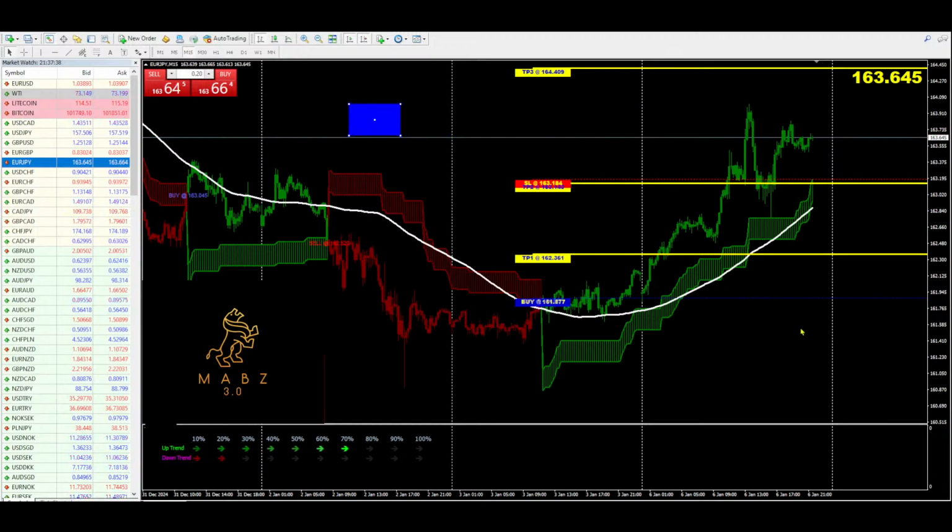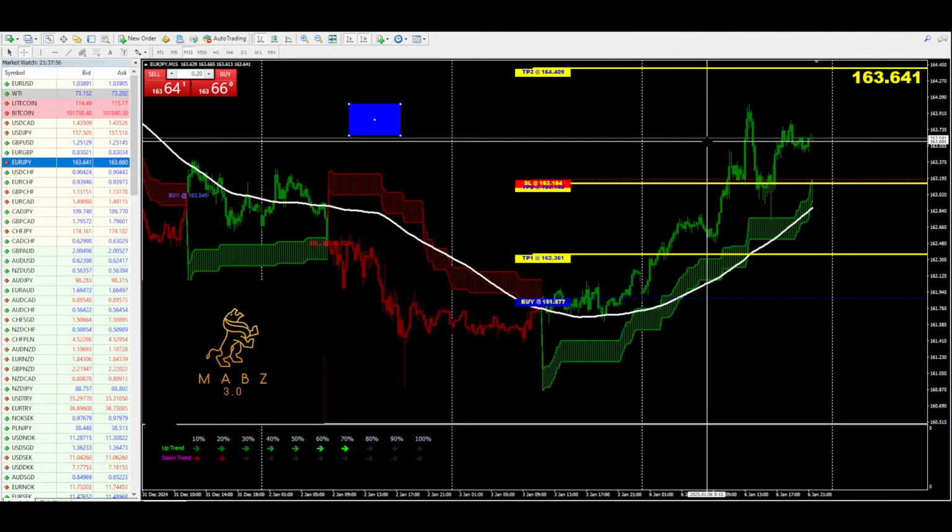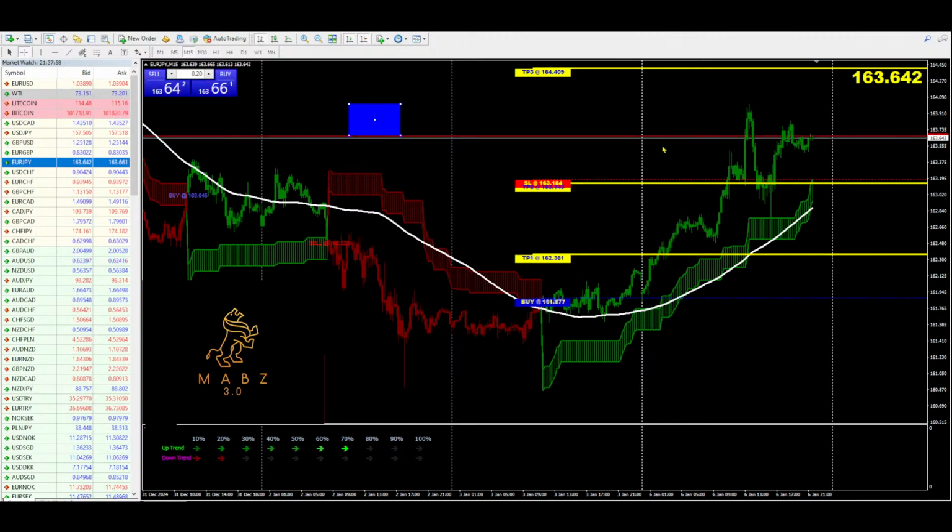So we can see the levels already painted. This was a buy signal. TP1 was hit, TP2 was hit, and now we're going for TP3. As you guys know, as our system hits TP1 and TP2, it shifts the stop loss, so that when you get into a trade, it accommodates the next take profit.